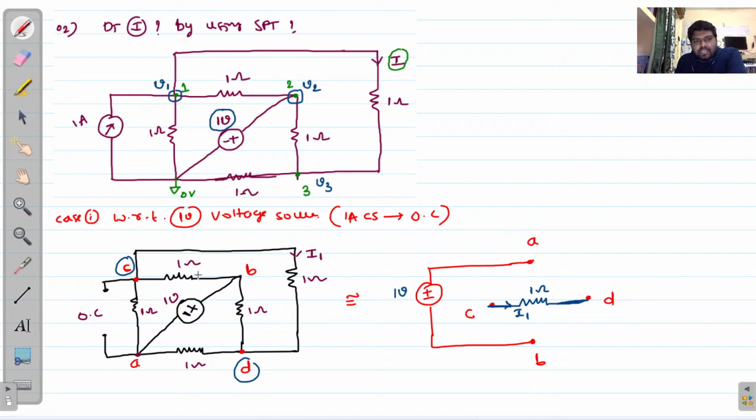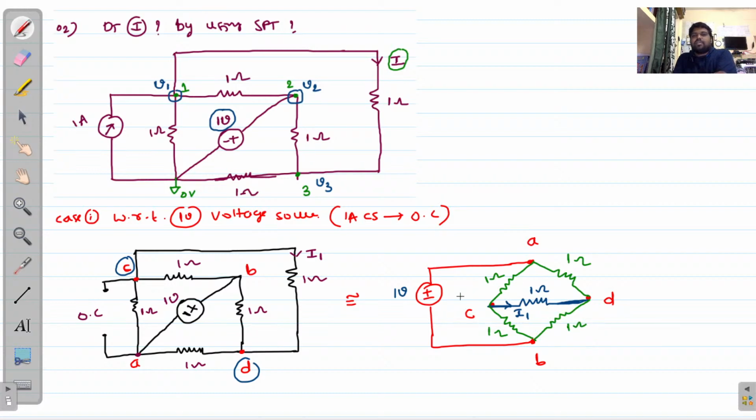Now you can indicate the rest of the elements in between the nodes. I'm taking A and C, so this is A and this is C. In between A and C, we have a 1 ohm resistor. Next A and D, so this is A and this is D, 1 ohm resistor. Next C and B, so this is C and this is B, so we are getting 1 ohm in between C and B. And next B and D, in between these two terminals we have a 1 ohm resistor, so I am taking 1 ohm here. Clear? So this is the circuit.